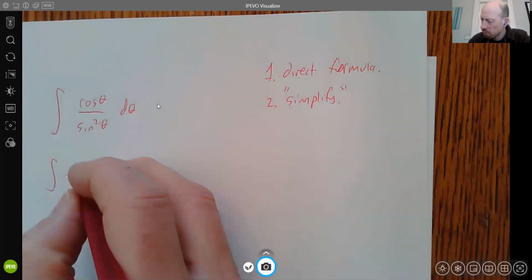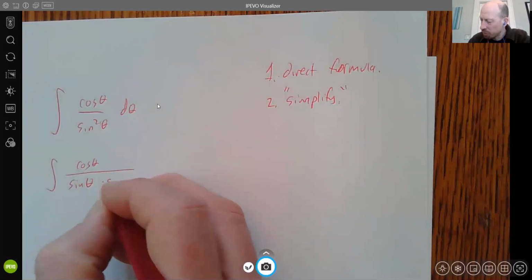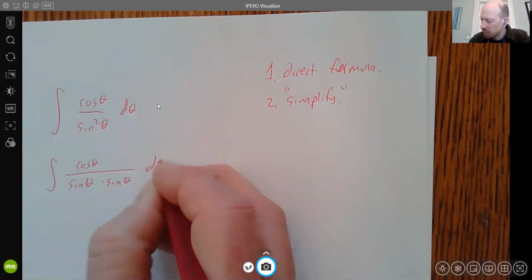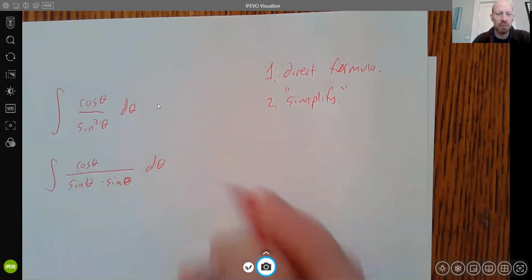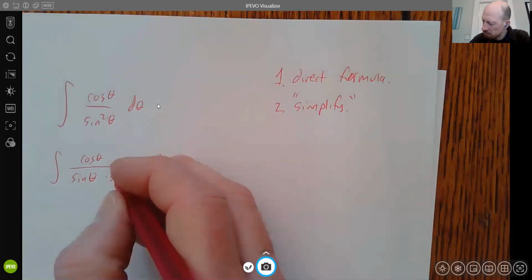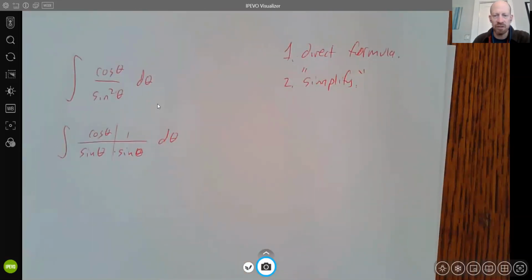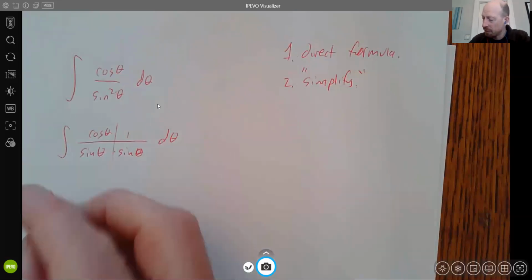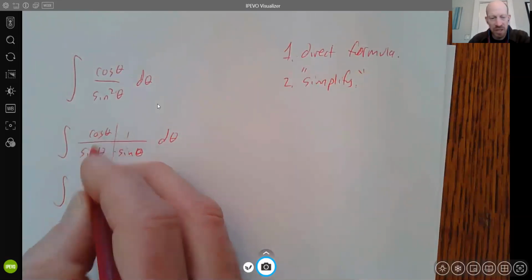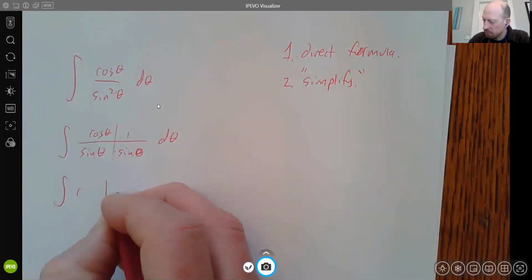So one thing that's nice to remember when you've got something like sine squared is to say, well, it's sine times sine. And then here we can think of this as two fractions multiplied together. Cosine over sine is what? Anybody remember?